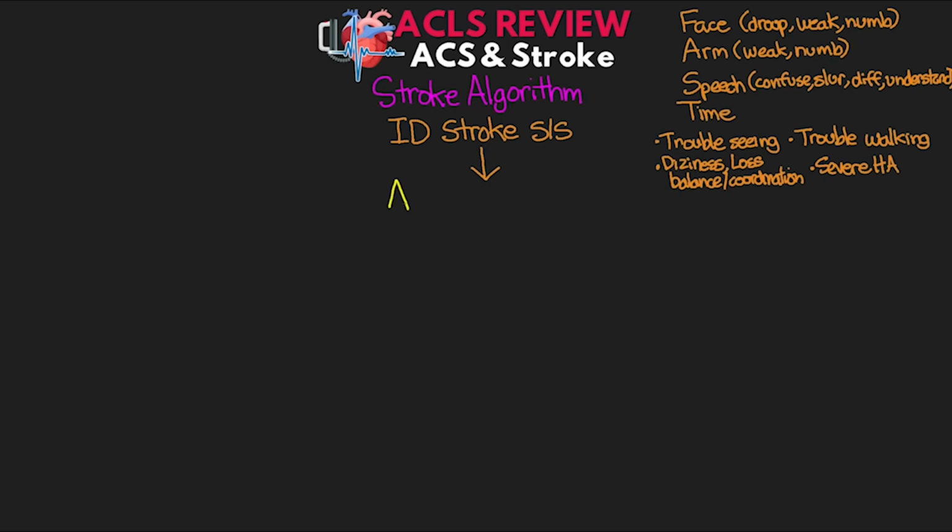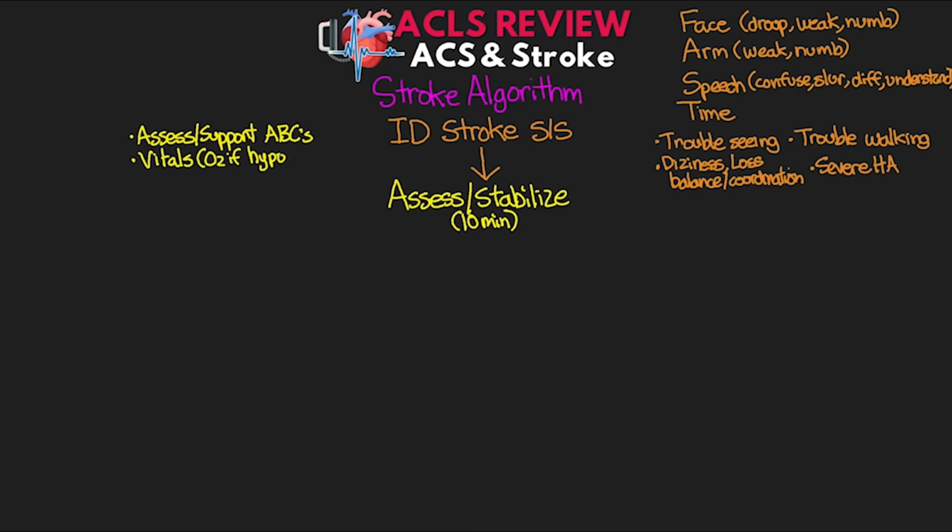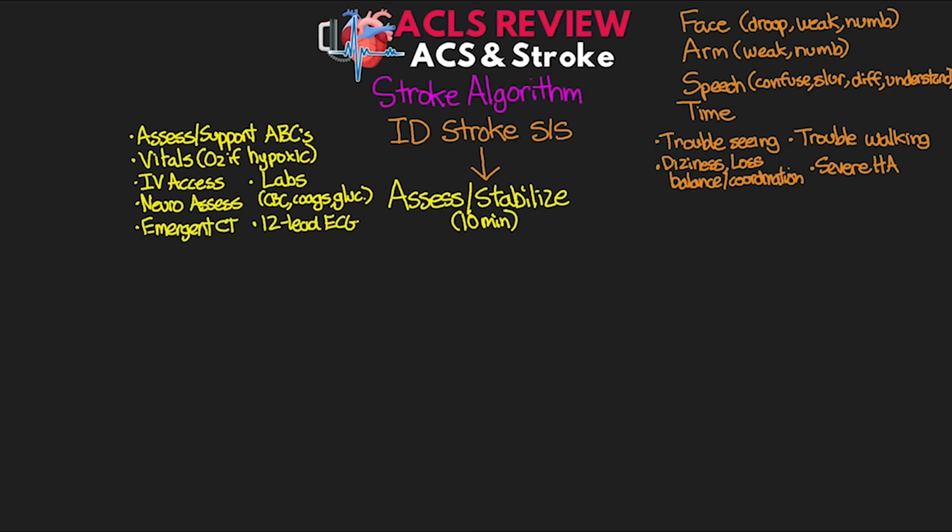And so for us, the next step is going to involve our assessment and stabilization of the patient, and all of this really should occur within 10 minutes. We're going to want to assess and support their ABCs and vitals. If they're hypoxic, give them oxygen. Again, ensure that you have good working IV access, and you do want to draw labs. Here we're looking for our CBC, coags, and checking glucose, and do treat that glucose if needed. We also want to do a quick neurological assessment, order an emergency CT scan, and get a 12-lead ECG.